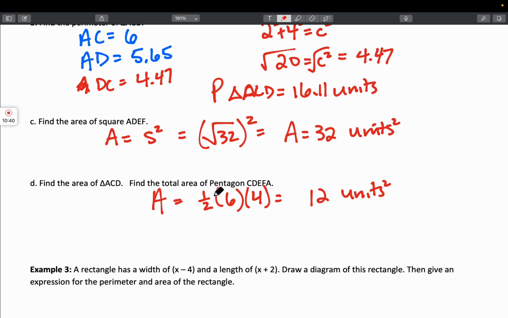All right, and lastly here, we want to find the total area. Total area is just going to be the sum of the area of the triangle and my square. So I'm going to take 12 and 32, add that up. That gives me 44 units squared is my total area.